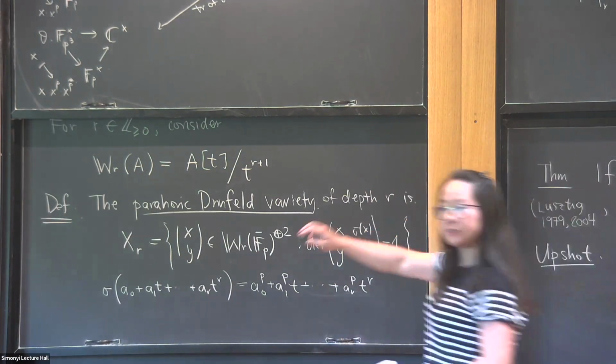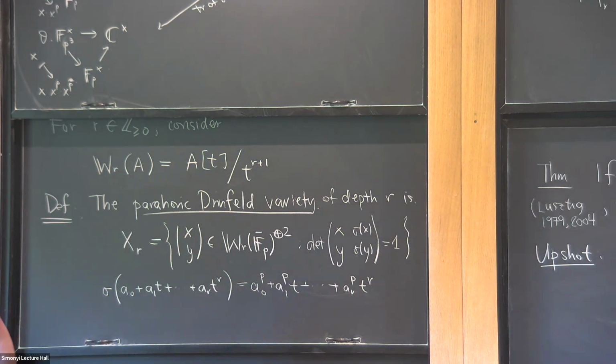Any questions about this picture? Yeah. Sigma is Frobenius, so it's just x to the p.